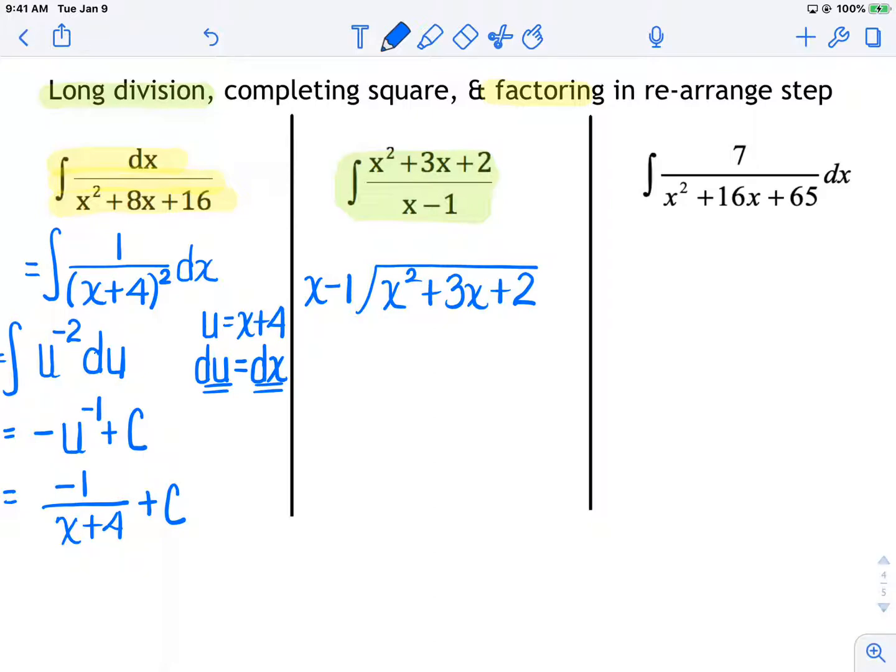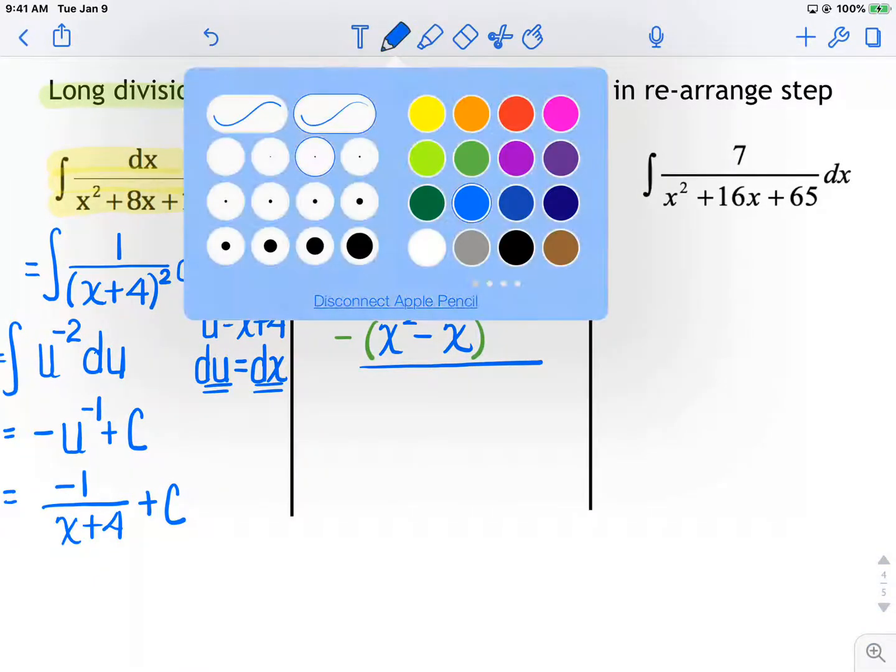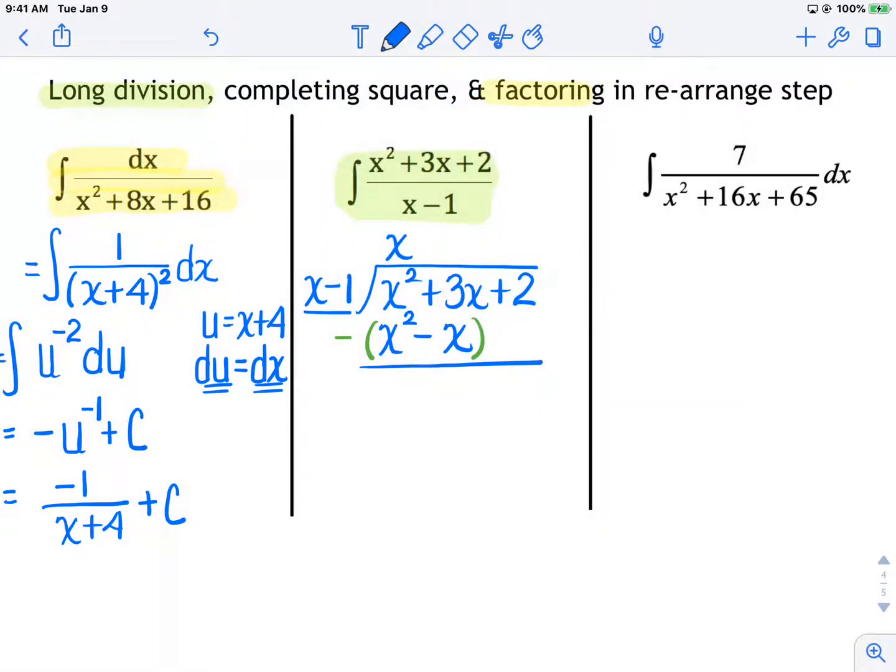Carrying out my long division, I will need an x factor here so that x multiplies by x minus 1 and uses up x squared minus x of this expression. Here's where I'm going to change colors kind of quickly. I have to subtract everything that I just used. So subtracting the x squared leaves no x squareds. Subtracting the opposite of x leaves me with 4x plus 2.